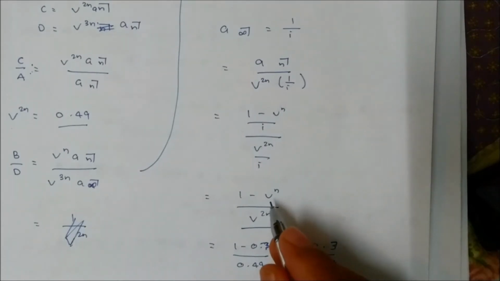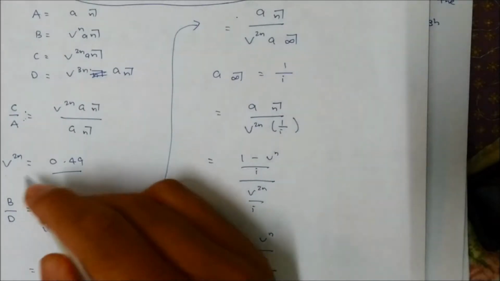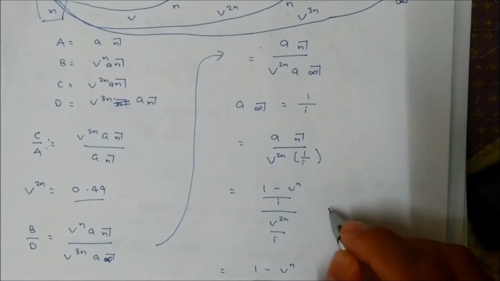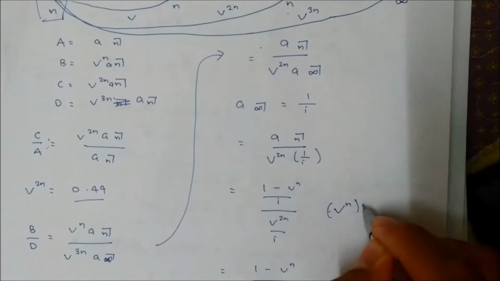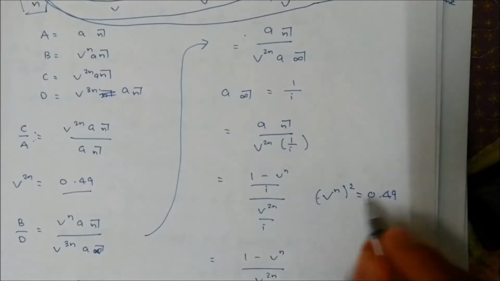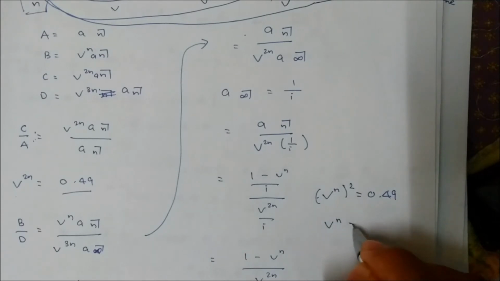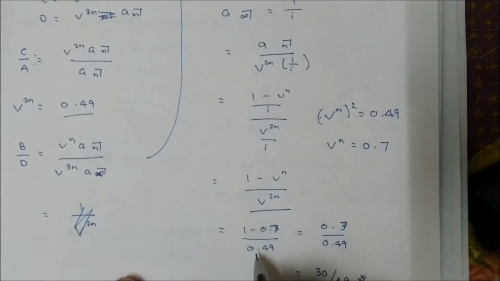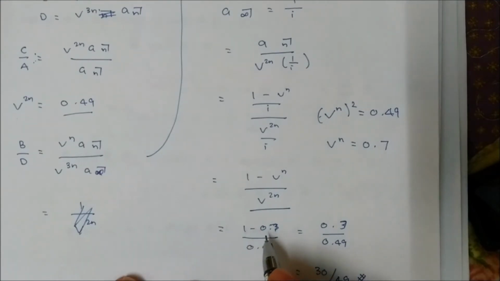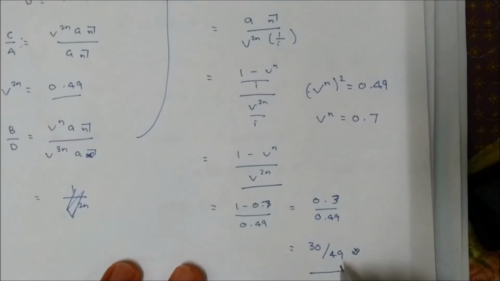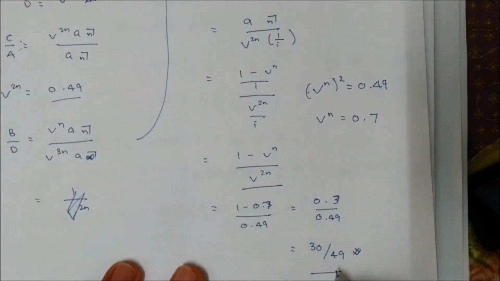Oh, before that, v to the power of n is actually obtained from the value of v to the power of 2n, because we can express it like this: v to the power of n, squared, equals 0.49. So square root both sides, we will get v to the power of n equals 0.7. So therefore, our last calculation is going to be 1 minus 0.7 over 0.49. Therefore, we will obtain the answer, the ratio, which is 30 over 49.